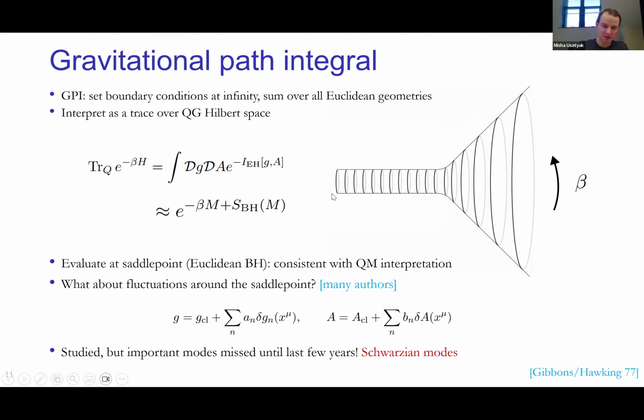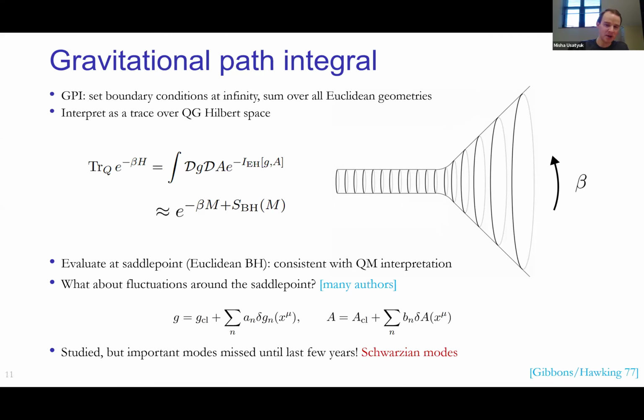So we evaluate the action on this geometry, and what we get is this second line in this equation. This was done by Gibbons and Hawking in 77. So you get e to the minus beta m of the black hole plus the Bekenstein-Hawking entropy. So evaluating the Euclidean path integral at the saddle point level seems to be consistent with this trace over a Hilbert space interpretation.